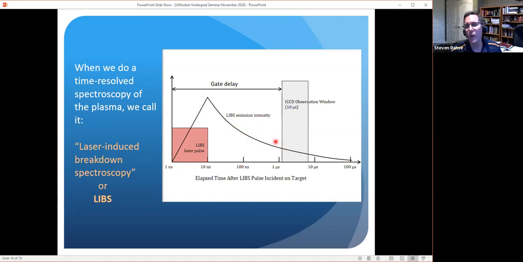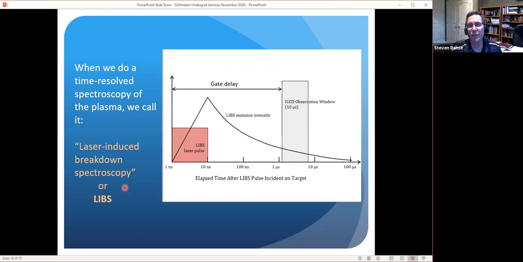We wait till about 1 microsecond, and then we look at the plasma for about 10 microseconds. So we have a spectrometer camera that allows us to do gating of our observation of the plasma. So we just call that the gate delay. When you do a time resolved spectroscopy, that is, we look at the elemental emission lines in the plasma out here, not time averaged over the entire process, which would be a mess. We wait a little bit to allow them to get spectrally narrow, to let the plasma cool, to let the electron density come down. When you do that, that's called laser-induced breakdown spectroscopy.